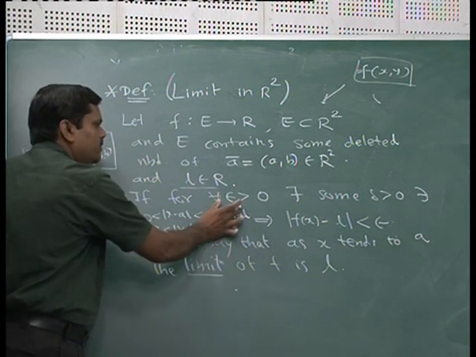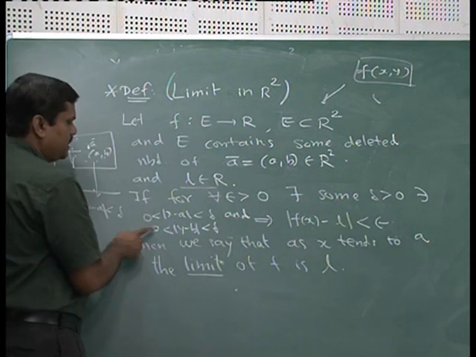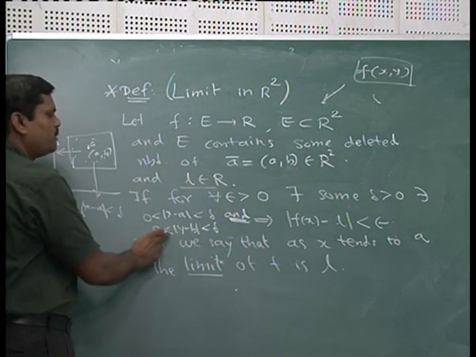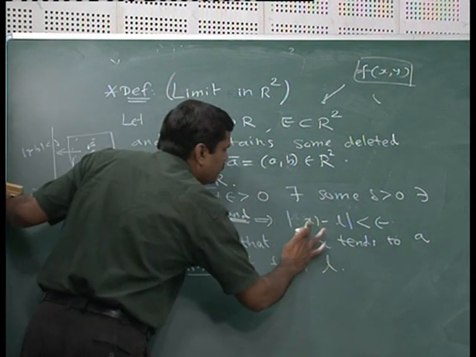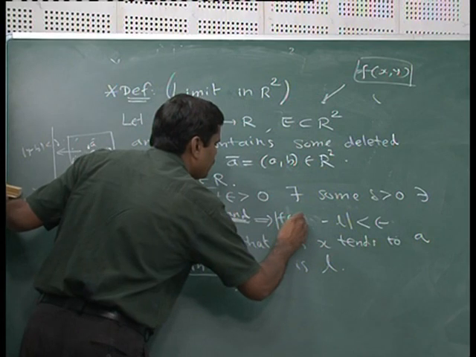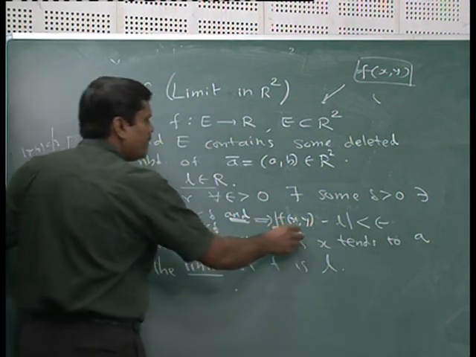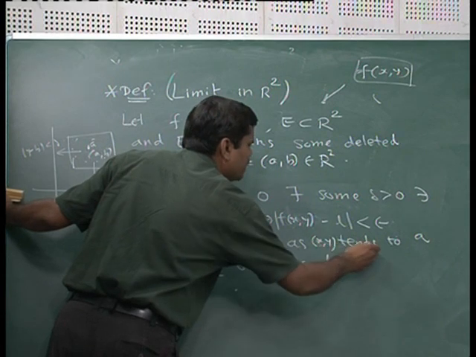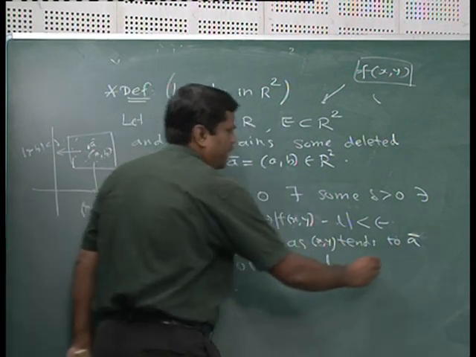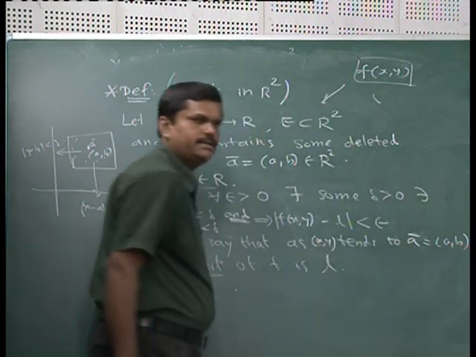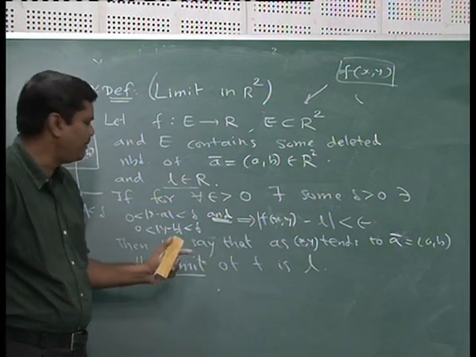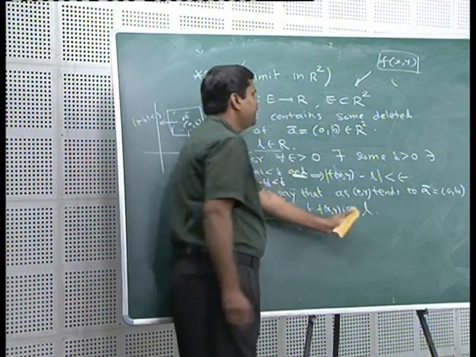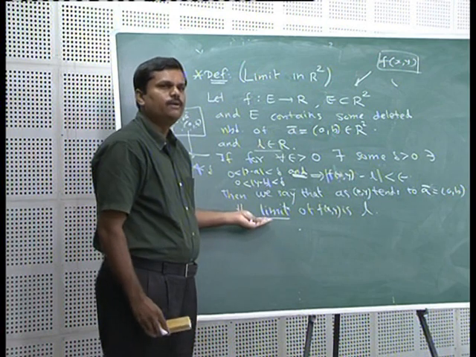If for all epsilon greater than 0 there exists some delta greater than 0 such that whenever 0 less than mod of x minus a less than delta, and this 'and' is important, 0 less than mod of y minus b less than delta, implies, now this will be f of x comma y, because our function is a function of two variables, mod of f(x, y) minus L is less than epsilon, then we say that as the point (x, y) tends to the point a bar, that is (a, b), the limit of the function f(x, y) is L. So, this becomes our definition of the limit of functions of two variables.